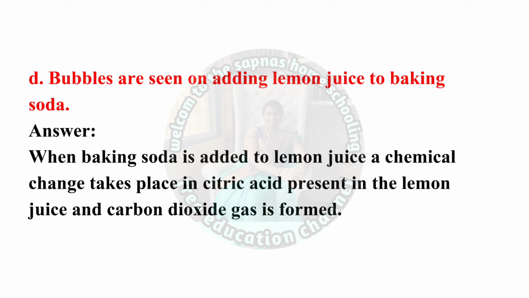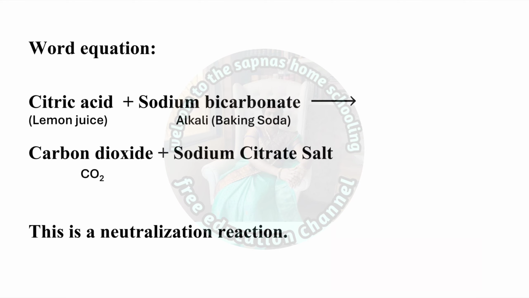Question D. Bubbles are seen on adding lemon juice to baking soda. Answer. When baking soda is added to lemon juice, a chemical change takes place in the citric acid present in the lemon juice and carbon dioxide gas is formed. So in this way you have to write the equation. This is a neutralization reaction.